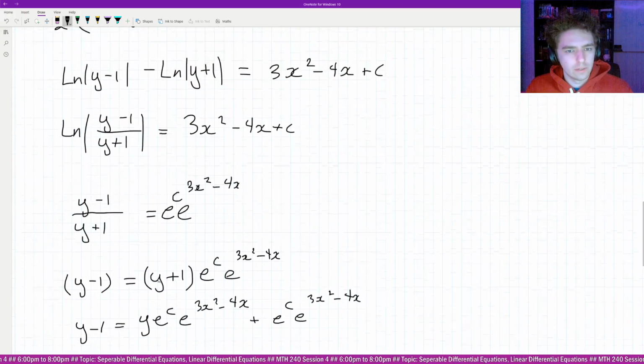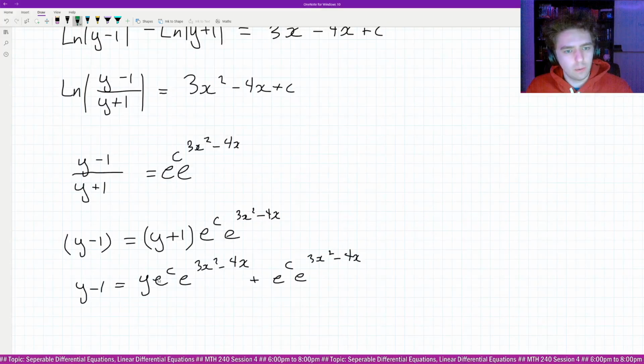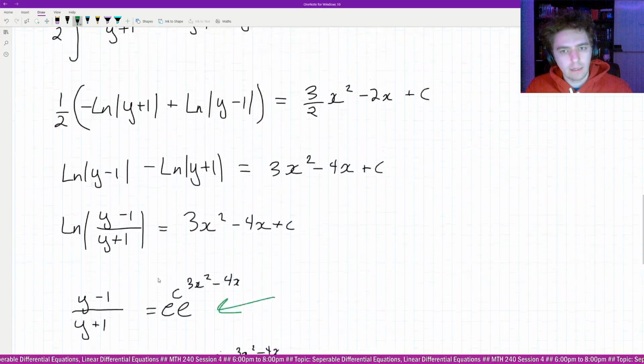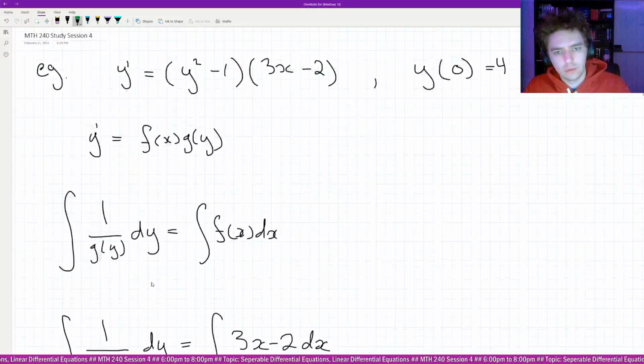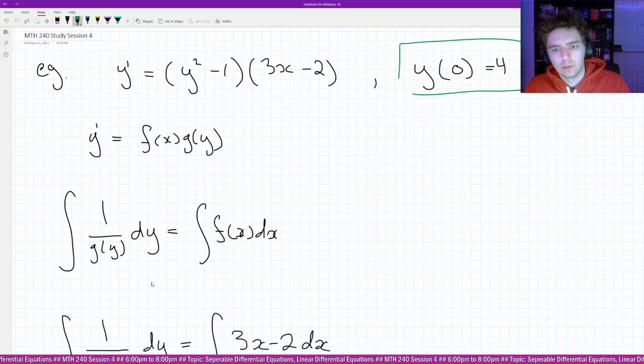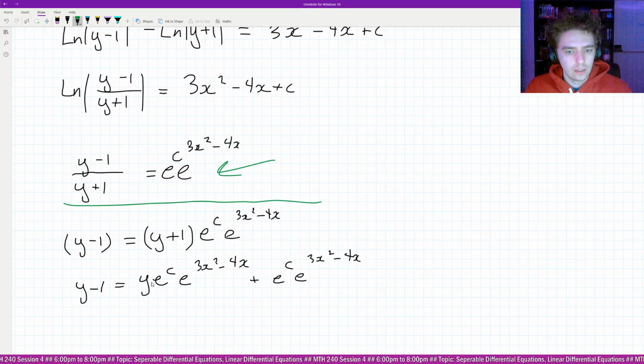You know, I should have done the c thing up here. Yeah, you know what? I think at this point I'm going to use the initial value, because it's going to get more complicated after this. I'm going to use the initial value, which they gave us, y of 0 equals 4, to figure out what c actually has to be. And I'm going to do it here. I can do it at any step.